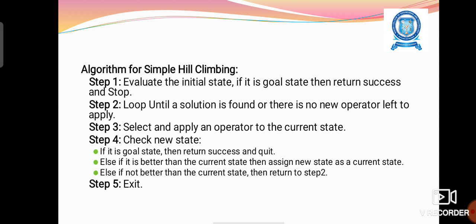So the algorithm is: Step 1, evaluate the initial state. If it is a goal state, then return success and stop. Step 2, loop until a solution is found or there is no new operator left to apply. Step 3, select and apply an operator to the current state. Step 4, check the new state. If it is a goal state, then return success and quit. Else, if it is better than the current state, then assign the new state as the current state. Else, if not better than the current state, then return to step 2.